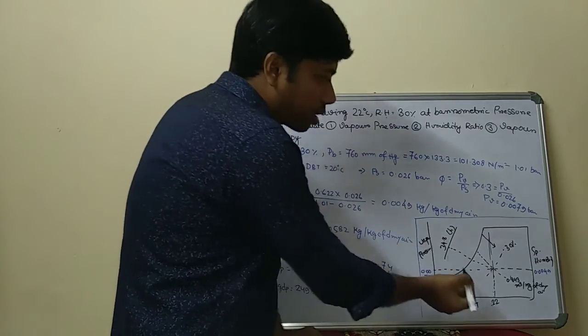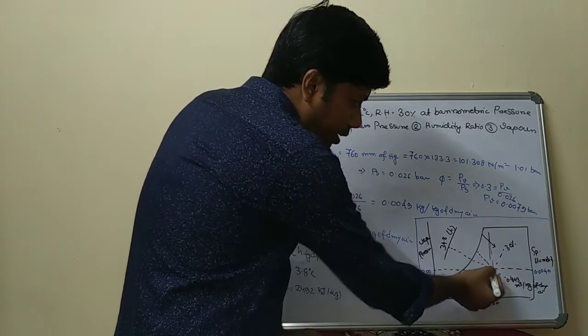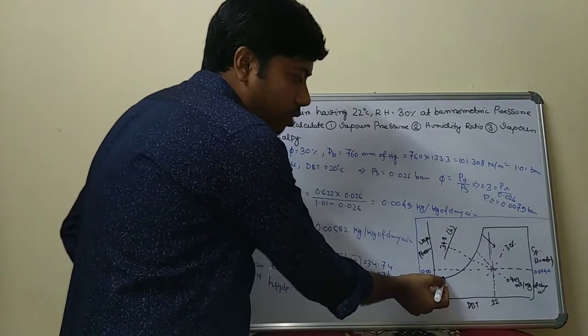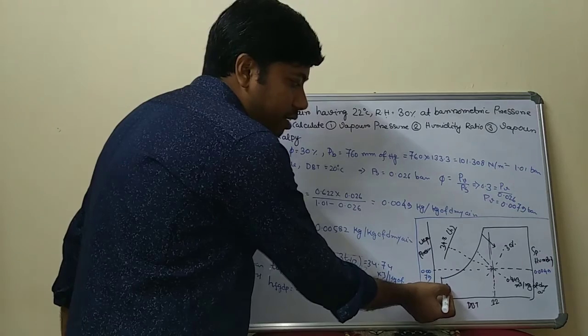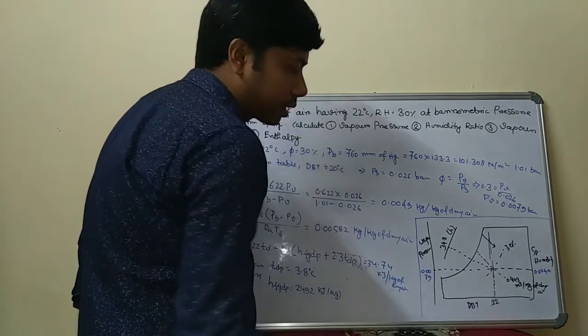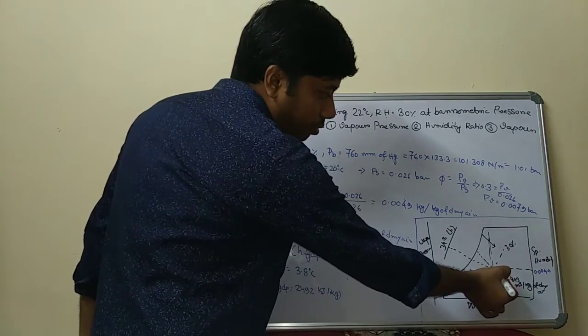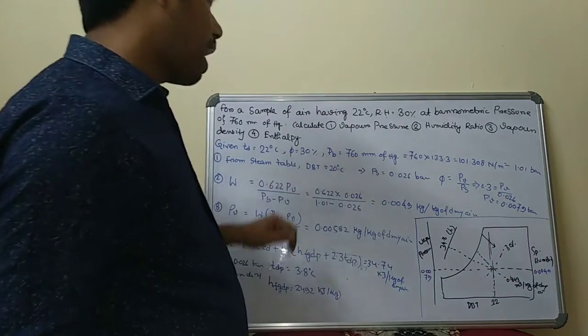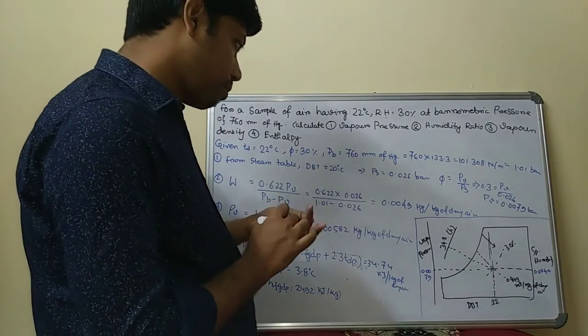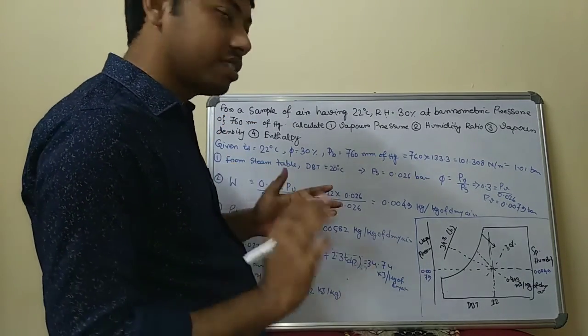So relative humidity is 30%. That means these are relative humidity lines, because as you know, the saturation curve indicates relative humidity of 100%, then 90, 80, 70, 60 like this. Suppose this is 30% in your chart. So it will cut at a particular section here. Now, the barometric pressure is given as 760 mm of Hg.